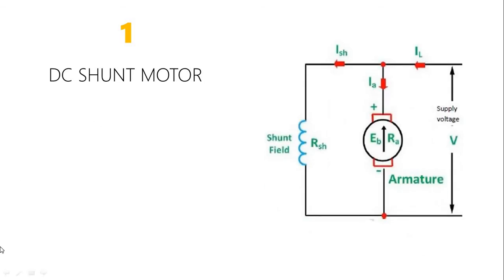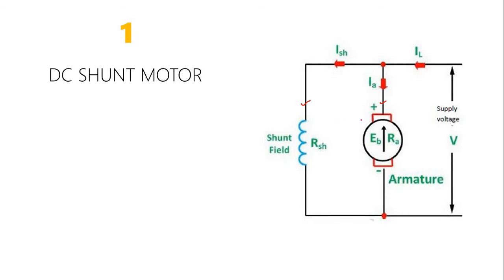The first type of DC motor is the DC shunt motor. As I told, a DC shunt motor is one where a field winding is connected in parallel to the armature winding across the voltage supply. You can observe, I'll go with a pen. Here this is a field winding. The field winding is connected parallel to the armature winding. This is a representation of the armature winding. So we call it a DC shunt motor.